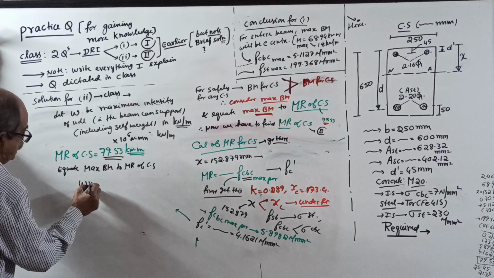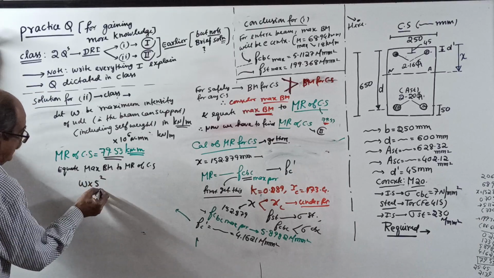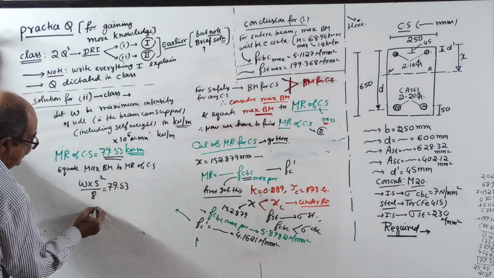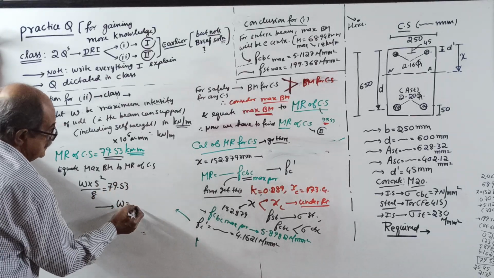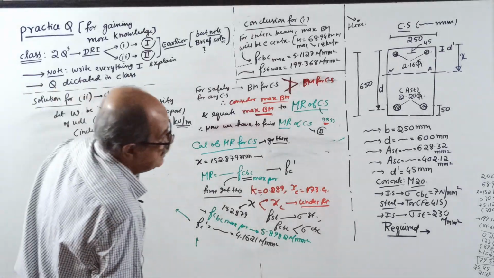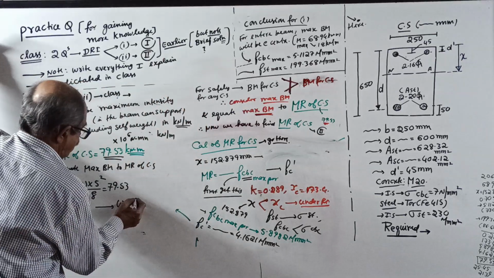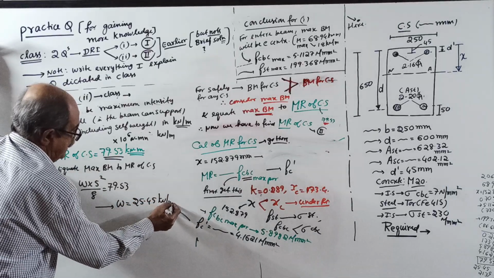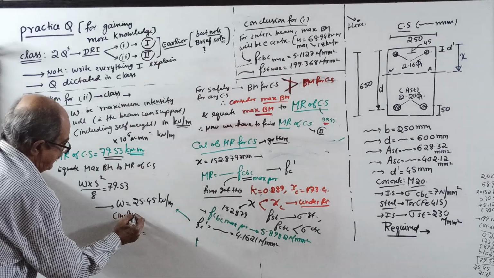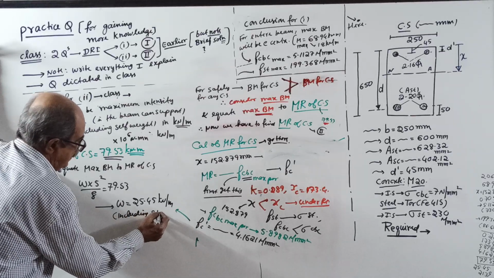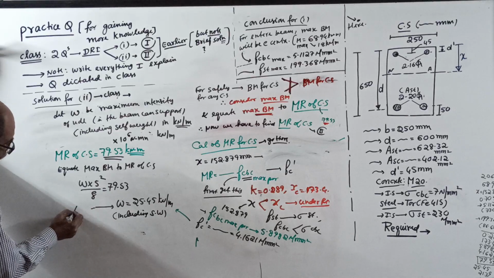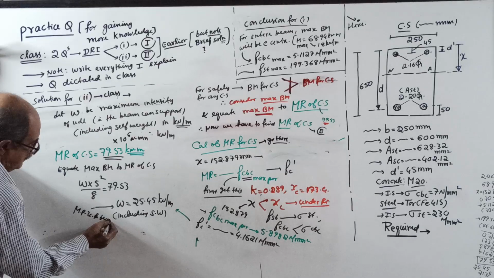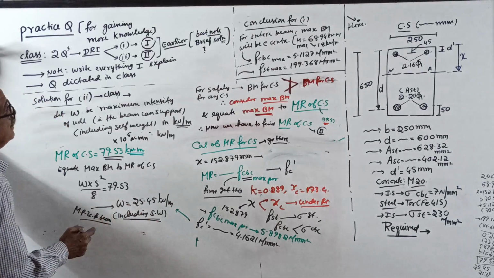Maximum BM is W into 5 square by 8 equal to 79.53. Equate, and you get the value of W. W equal to, how much you get? 25.45 kilonewton per meter. It is including self weight. This is the maximum permissible UDL for the beam including self weight.